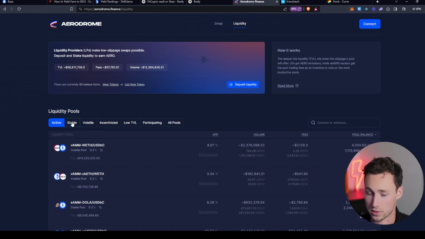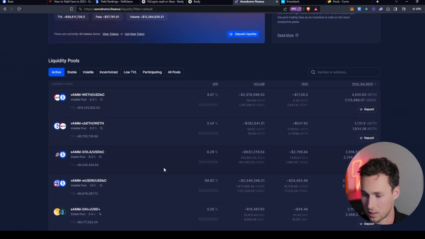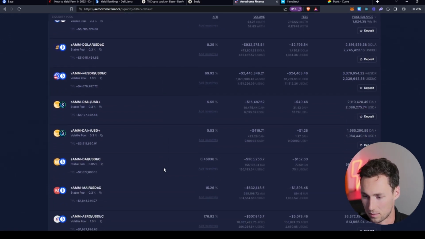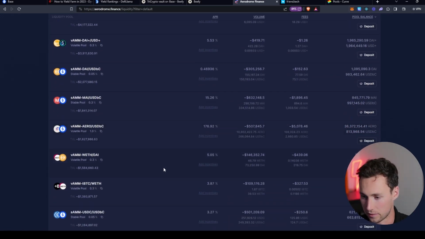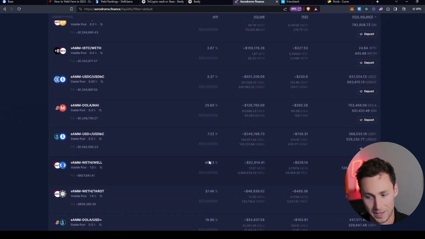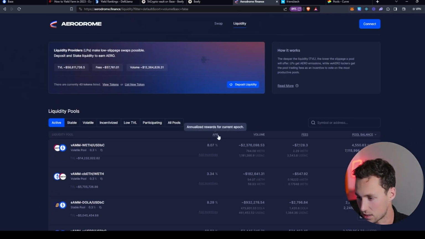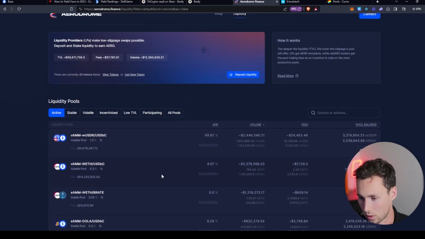So Aerodrome is interesting. It's a fork of Solidly. If we see wrapped ETH paired with USD BC for 8.07%. That's all right. But, again, we're really looking for more than 10%. ETH paired with DAI for 5.05%. Man, I mean, this market is just dry for yield, isn't it? Let's sort by APR and see if anything more interesting comes up.